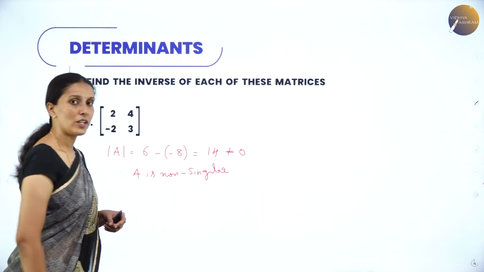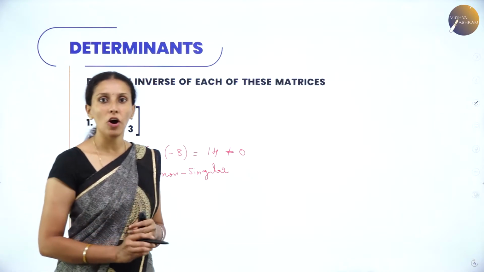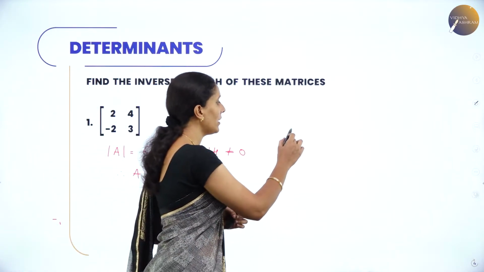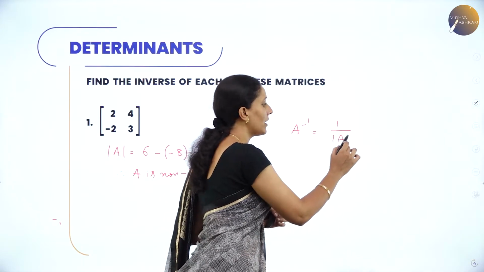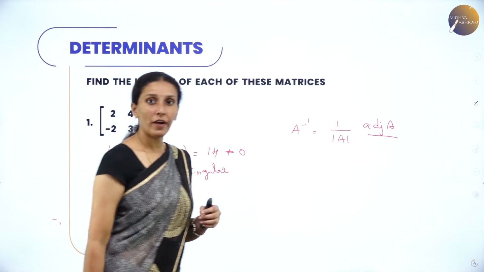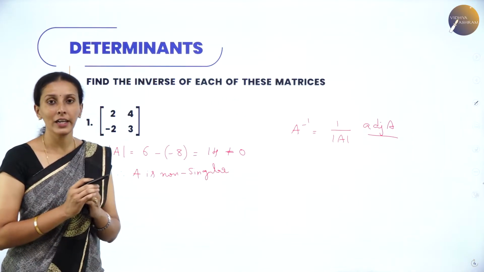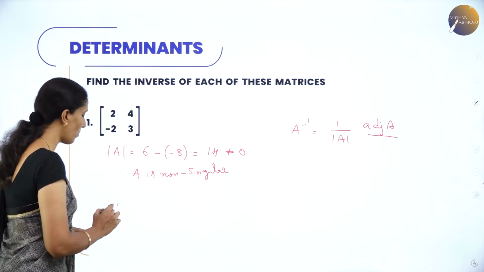So if A is non-singular matrix, then A inverse exists. But what is the formula of A inverse? So A inverse is given by 1 over determinant A into adjoint A. Now we need to find out adjoint A. I have already showed you a shortcut method to find adjoint A for 2 cross 2 matrices.